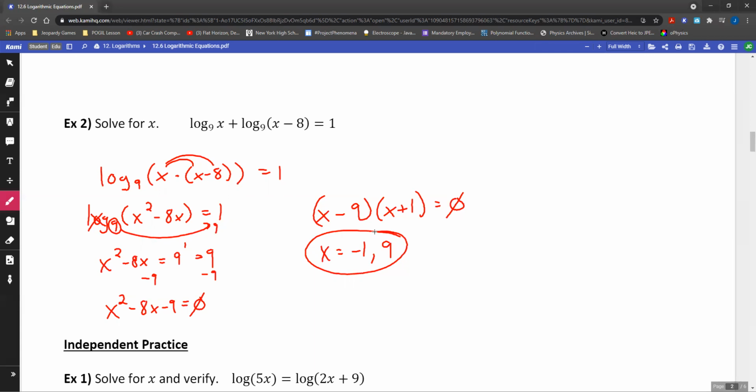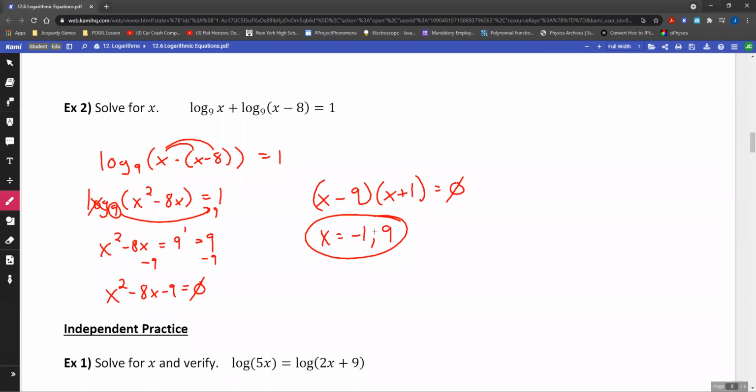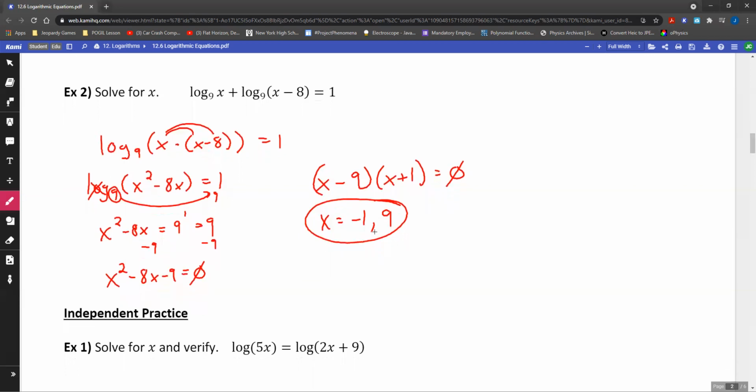Though the good news is that it's the simpler things. Typically, if you're going to see something like this with logs and it turns into a quadratic scenario, it's usually going to be able to be simplified through factoring rather than using the quadratic formula or completing the square.